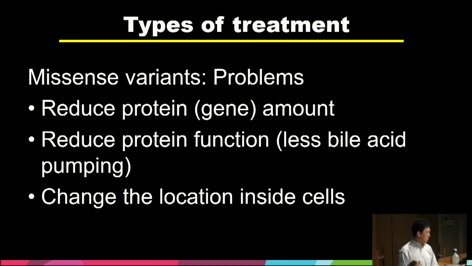So the problem of this missense variant is reducing protein amount and reducing protein function. For the BSEP example, there is less bile acid pumping, or a change in the location inside of the cell. For example, BSEP cannot go to the surface of the cell, so it cannot pump.